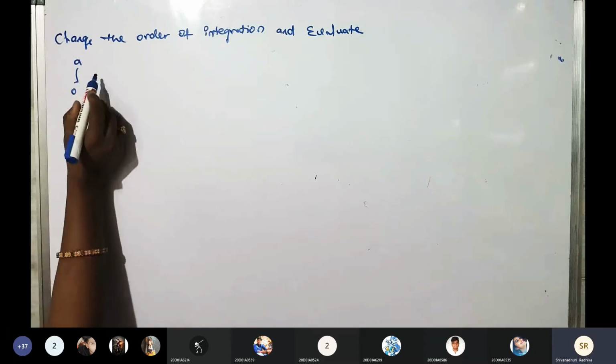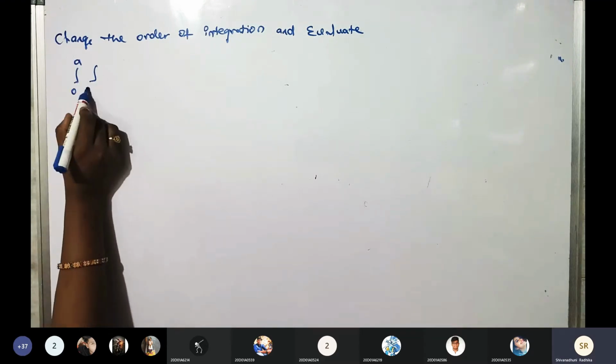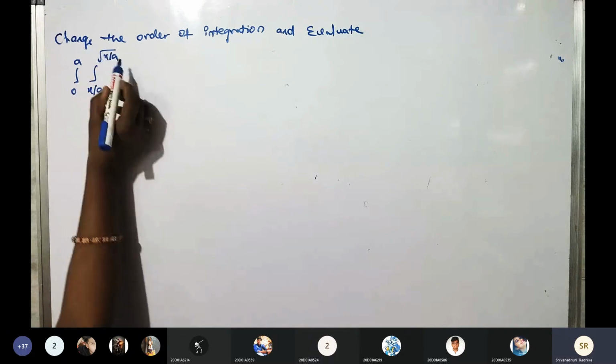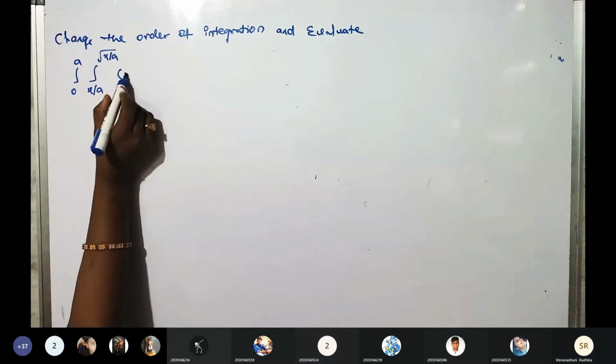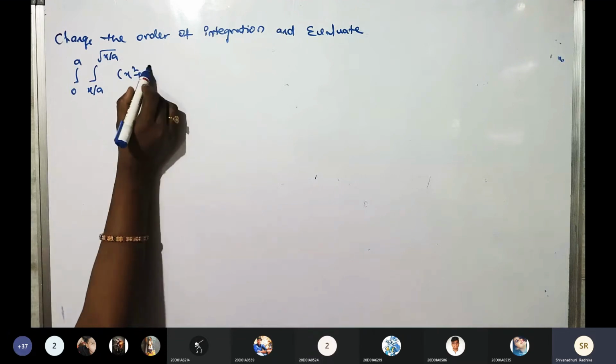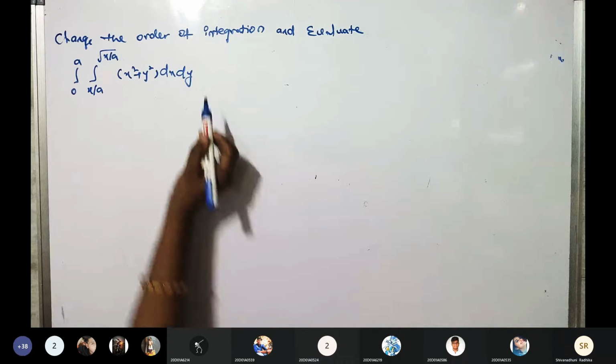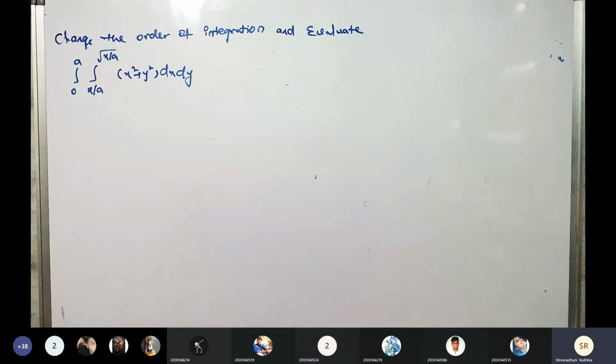Integration 0 to a, integration x by a to under root of x by a, of x square plus y square dx dy. Is it clear?